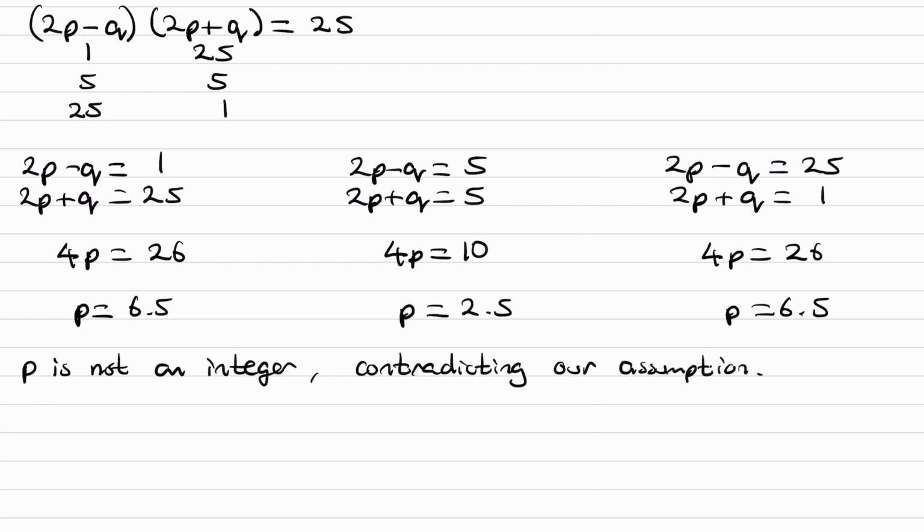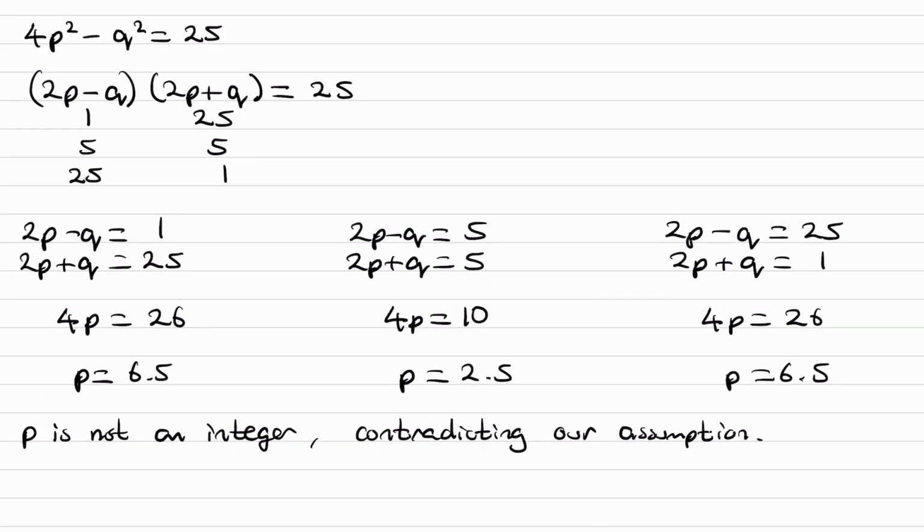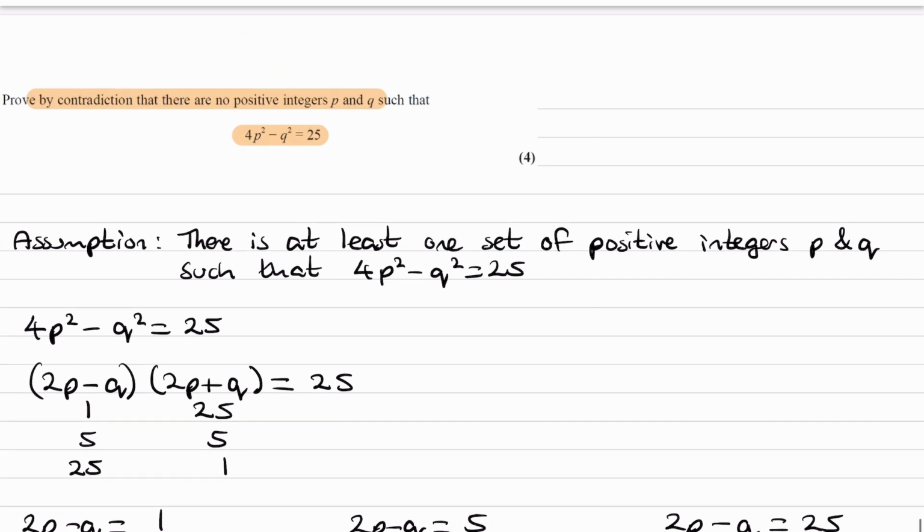And then we just have a brief conclusion which repeats the question back. So we have therefore proved by contradiction that, and then we just rewrite the question for our conclusion.